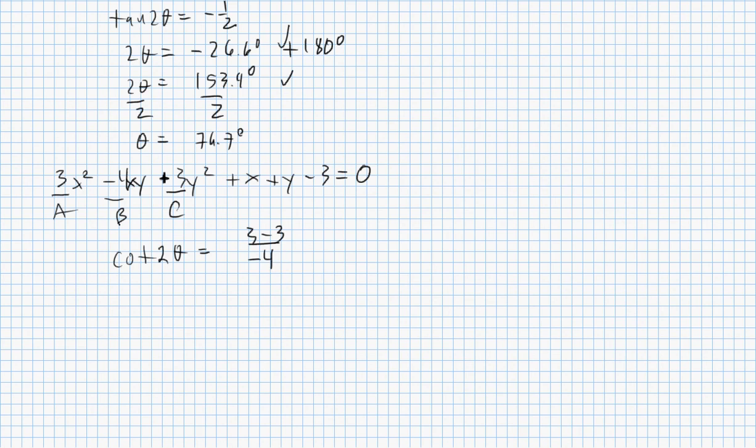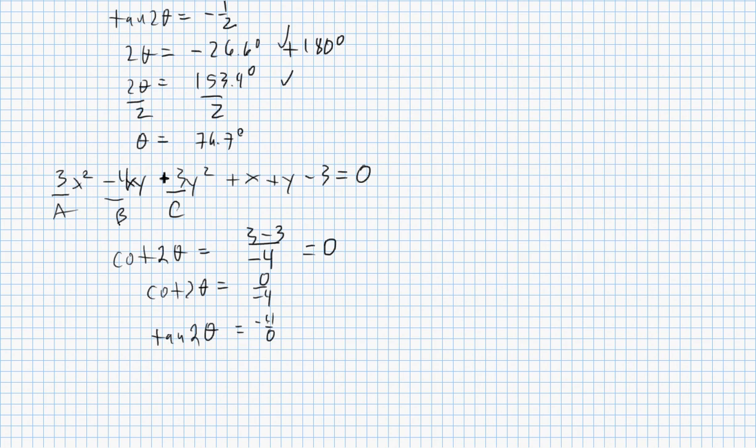So calculating the angle, the cotangent of 2 theta is equal to 3 minus 3 over -4, which of course is equal to 0. So we've got the cotangent of 2 theta is equal to 0 over -4. We flip the equation, by which I mean finding the reciprocal of both sides. So tangent of 2 theta is equal to -4 over 0.